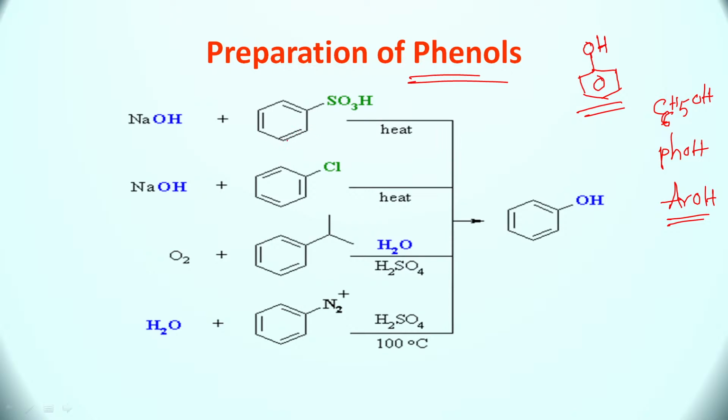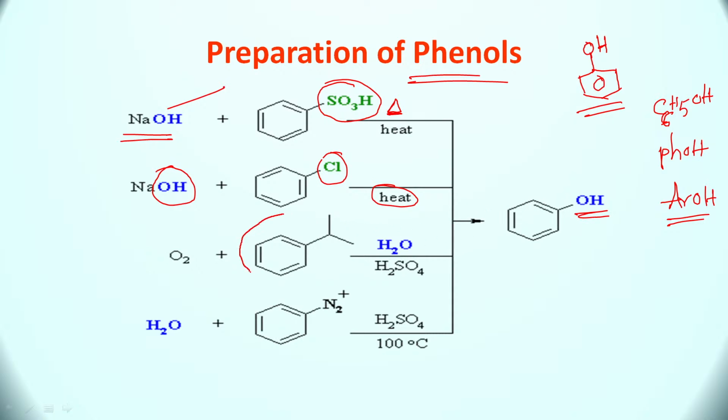Okay, benzene sulfonic acid, when you treat it with NaOH, here you have to heat the solution, then you will get, in place of SO3H, a substitution of OH. And also if you take chlorobenzene, here also you have to heat the solution vigorously. When you treat with sodium hydroxide, in place of chlorine there is a substitution of OH. It's a nucleophilic substitution reaction of aromatic compounds. So here in place of Cl you will get OH.